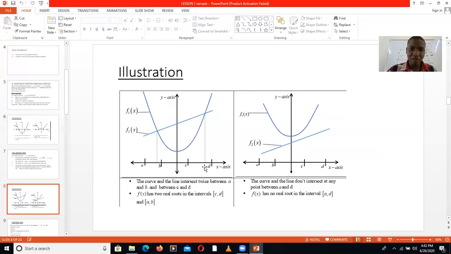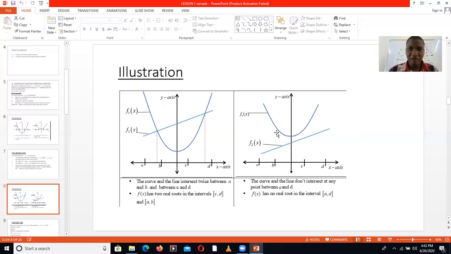So how do you conclude? You say the curve and the line intersect twice, between A and B, and between C and D. So that means that therefore the function f of x has 2 real roots. And on the right-hand side, we plotted the two functions, but they're not intersecting at any point. That confirms that the function we split has no real roots.